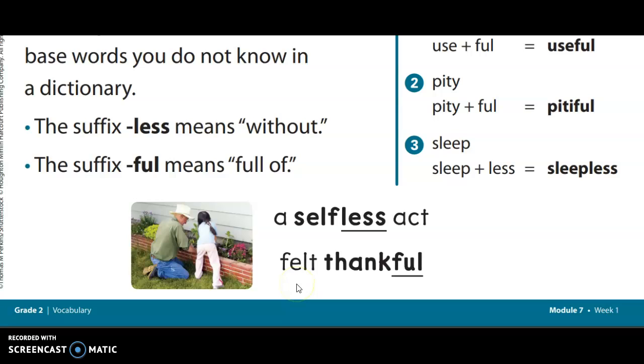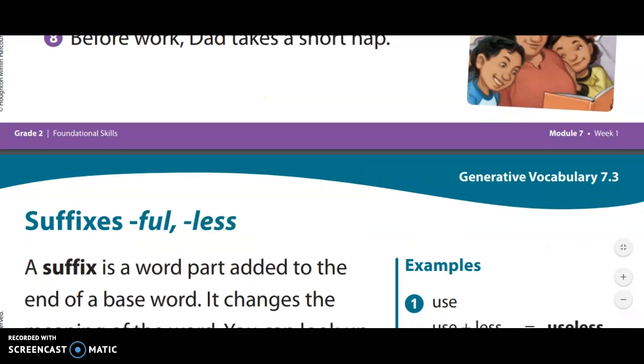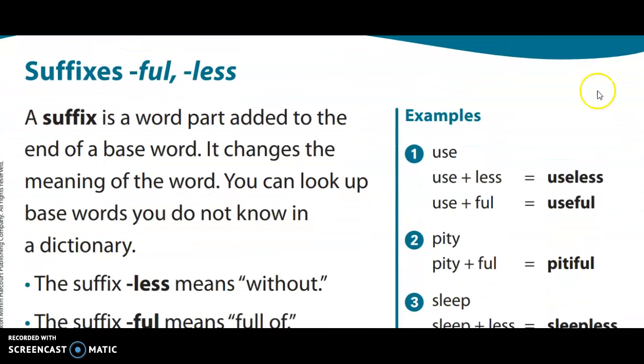And the next phrase that they give us is felt thankful. So if you feel thankful, what does that mean? So the suffix full means full of. So what do you think you are full of? You are full of thanks. You are full of gratitude. So if I feel thankful, I am full of thanks, full of gratitude about whatever happened or someone. Now let's look at some other words.